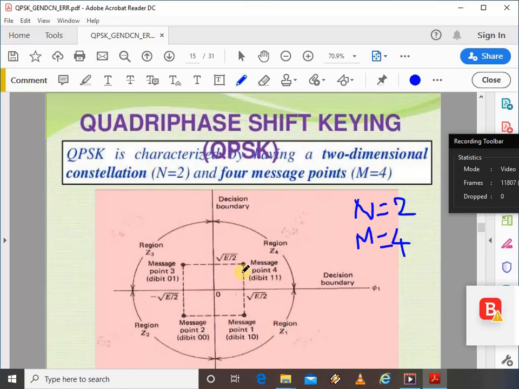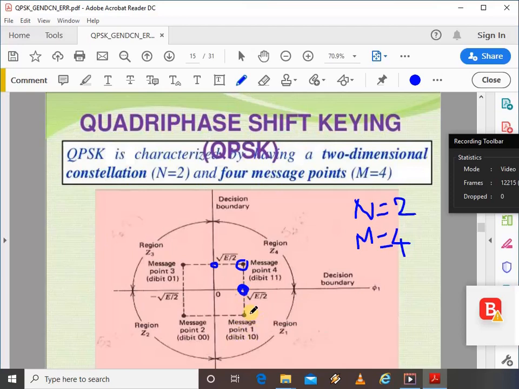In the signal space, we always show the basis functions perpendicular to each other. This is basis function phi 1, this is basis function phi 2. So I want to represent now the message, the dibit 1 1. On the phi 1 axis, the magnitude of the signal S1 is plus square root of E by 2, and on the phi 2 axis, the magnitude of the message signal S1 is plus square root of E by 2. So combining these two, the dibit 1 1 message point will come here. This is how we represent the message point in the signal space diagram, by knowing the peak value of the coefficient of the signal S1.